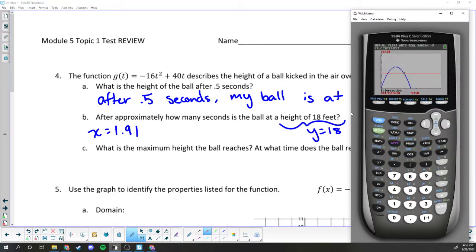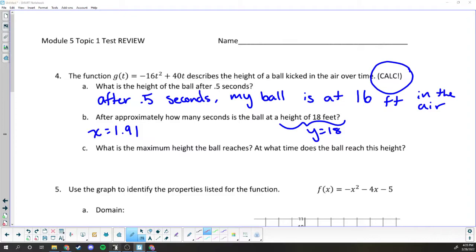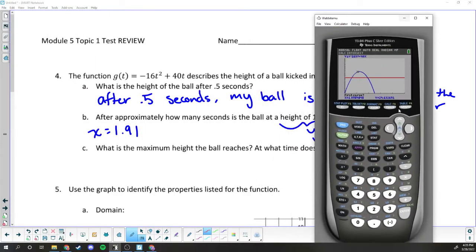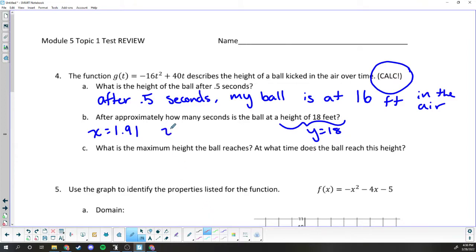Now, however, this is not the only place that I will be 18 feet in the air, right? I'm going to kick the ball up, and then it's going to eventually come back down. So I also got to find this point on the left. And I do that by also going second trace intersect. Except this time when I select my curves, I just need my cursor to be a little bit closer to the left side, nearer to this left intersection. So I'll just hit left until I'm there, and it should give me, boom, 0.58. So x equals 0.58.